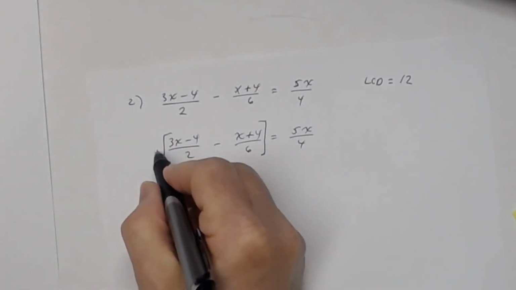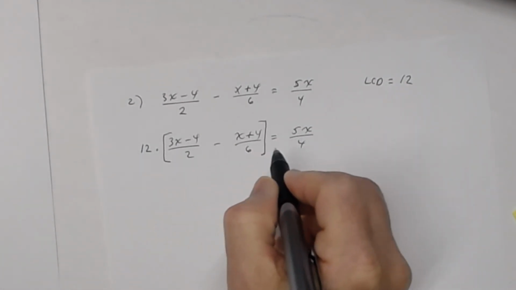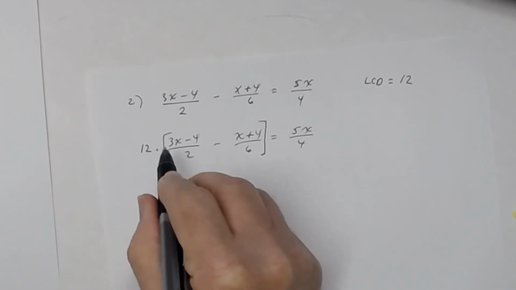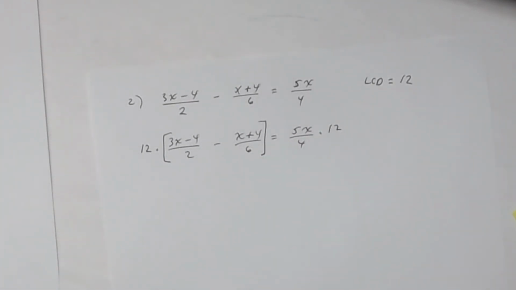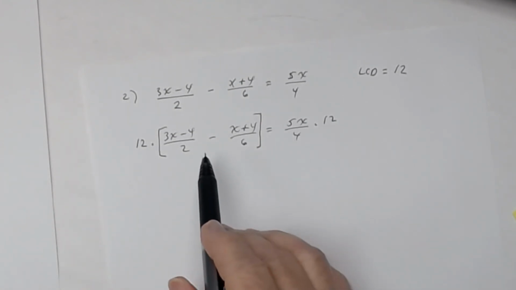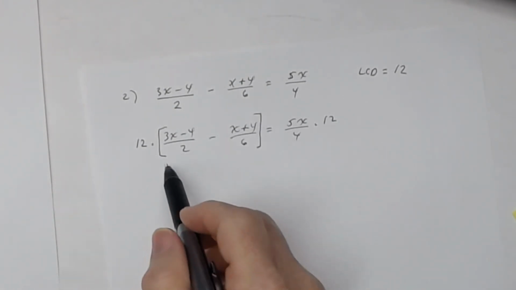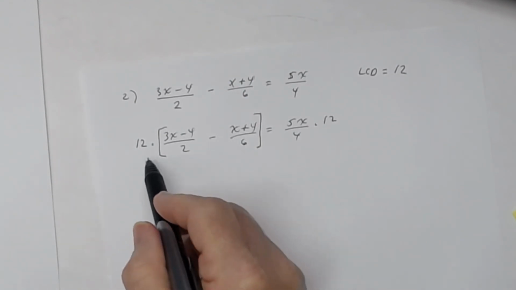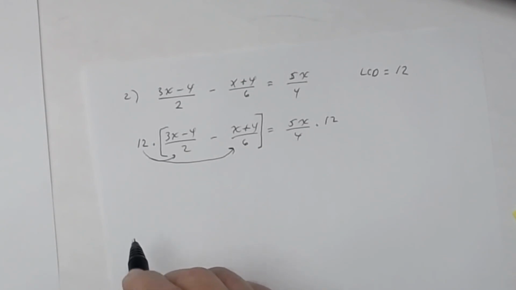Then you can multiply this side by 12. And remember, what you do to one side, you do to the other. Properties of equality. If I multiply the left side by 12, I'm going to have to multiply the right side by 12. Now, just like in the previous problem, I introduced parentheses here, so I've got to get rid of those brackets. So now you're going to use the distributive property again, just as in number 1.